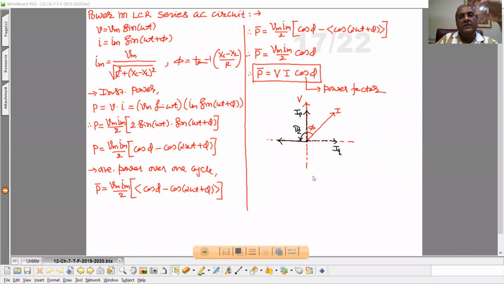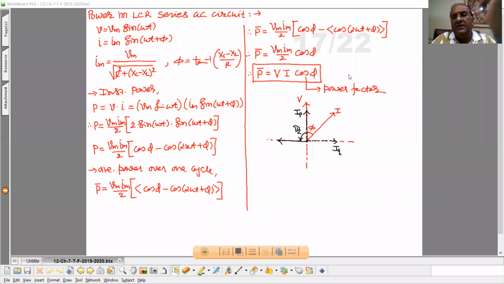Now the equation of average power P is equal to V I cos phi, where cos phi is called power factor. Means here we can observe this thing in LCR series AC circuit. Power not only depends on voltage and current, but it also depends on the phase difference between voltage and current. Okay. Now see here.